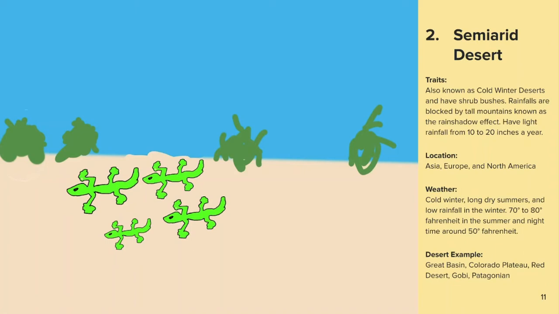The weather is cold winter, long dry summers, and low rainfall in the winter, 70 to 80 Fahrenheit degrees in the summer, and nighttime around 50 Fahrenheit. Did you know this desert isn't really that hot? I felt hotter than this desert before outside. It was 100 degrees somehow.